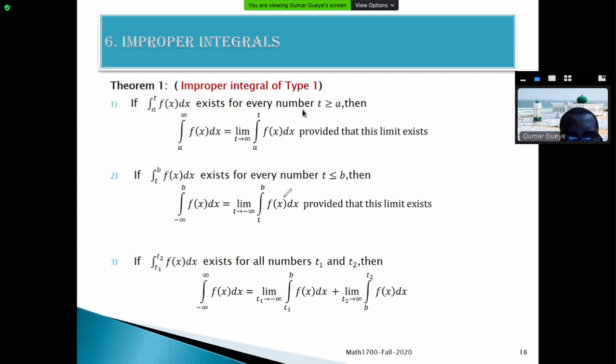So sometimes this limit is going to be a number. It could also be just infinity, plus or negative infinity, depending on the situation.